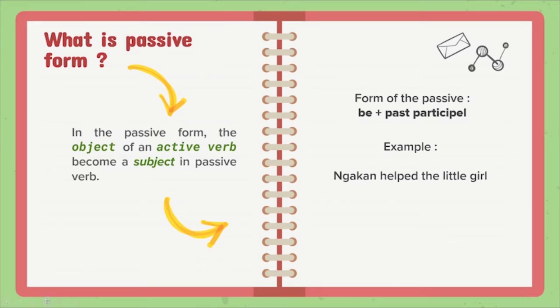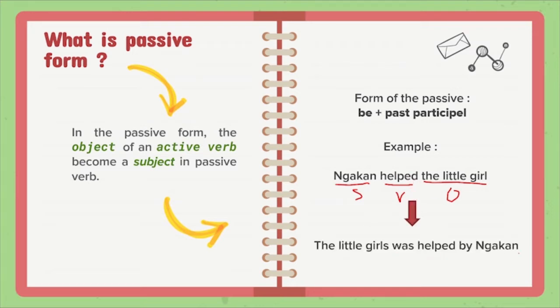Ngakan helps the little girl. We can classify Ngakan as the subject, help is the verb, and the little girl is the object. So we can change it: be, help is in past tense, so the little girl was helped by Ngakan. The little girl was helped by Ngakan.